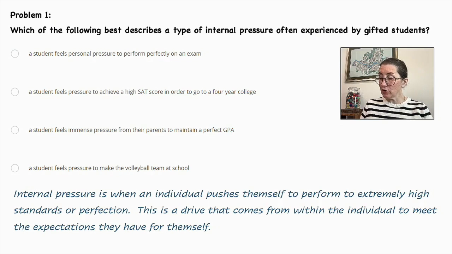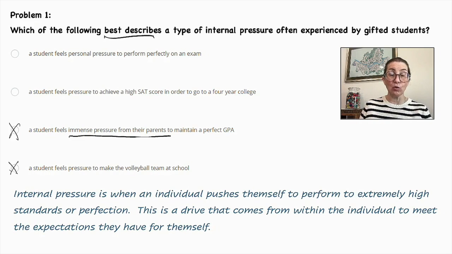A student feels pressure to make the volleyball team at school, and gifted students often feel pressure to be good at everything. So this is a possible pressure that a gifted student may have, but it's not the best. So we can eliminate that. Next, a student feels immense pressure from their parents to maintain a perfect GPA. Pressure from their parents is external, so we can eliminate that on that basis. A student feels pressure to achieve a high SAT score in order to go to a four-year college. Again, this is something a gifted student probably does feel pressure, but this is not the best example.